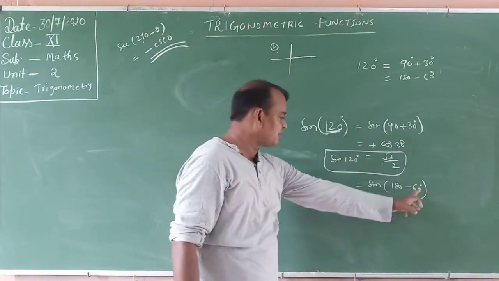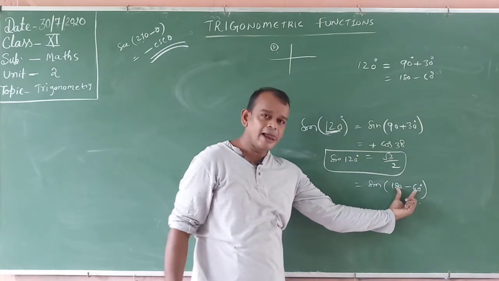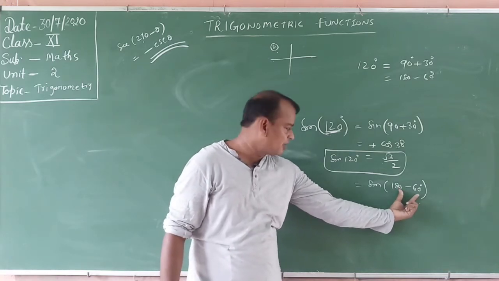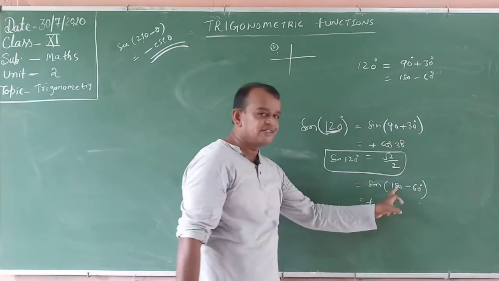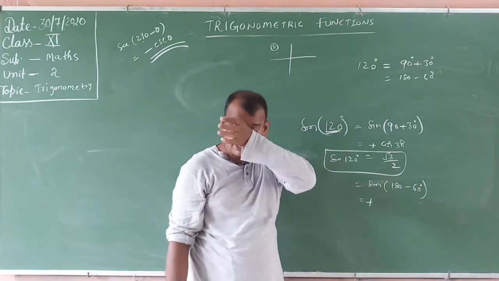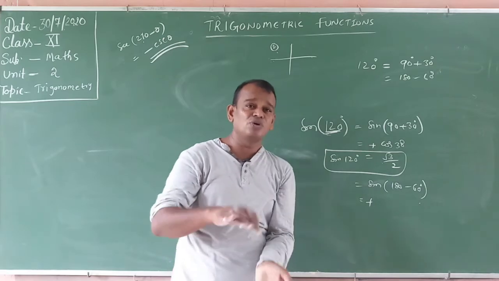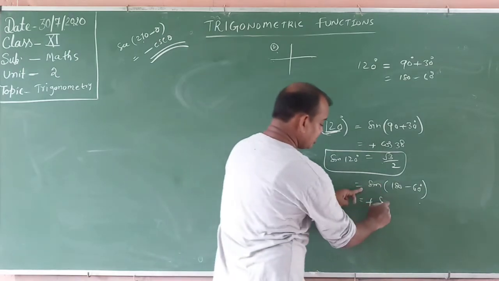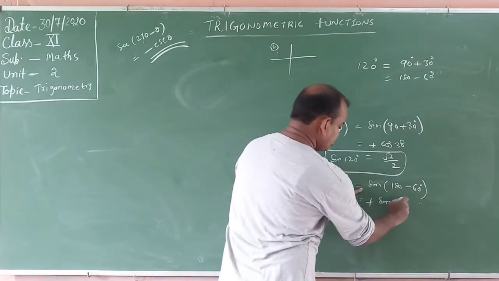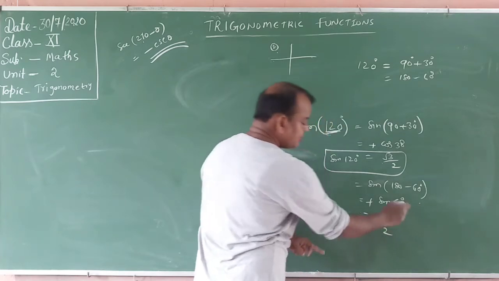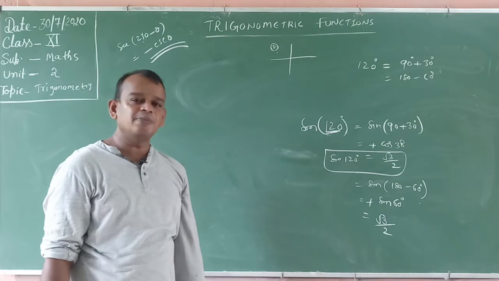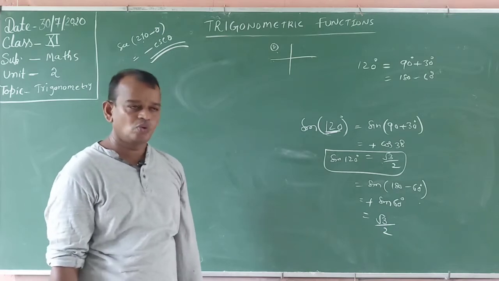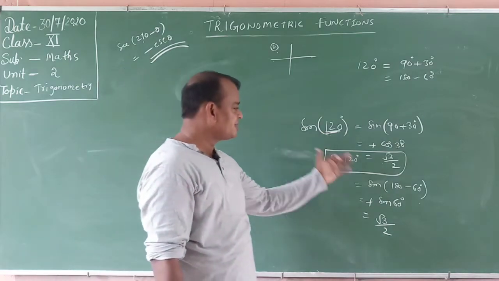Now 180 minus theta. First observe, 180 minus theta is in which quadrant? The second quadrant. In the second quadrant what about the sign? Positive. For 180 minus theta, 180 plus theta, 360 plus theta, 360 minus theta, there is no change in the trigonometric ratio. Sine means sine. That equals sine 60. Sine 60 is how much? Root 3 by 2. So sine 120 degrees is equal to root 3 by 2.